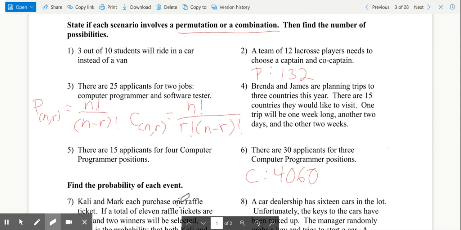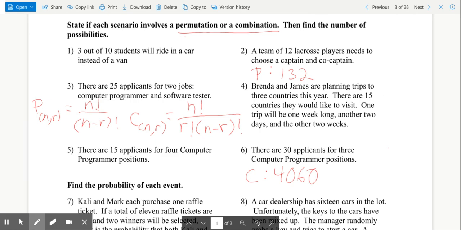Number 4, Brenda and James are planning trips to 3 countries this year. There are 15 countries they would like to visit. One trip would be 1 week long, another 2 days, and the other 3 weeks. So there are 15 countries they want to go to, but they're only going to go to 3. If that was all the information we have, that would be a combination.